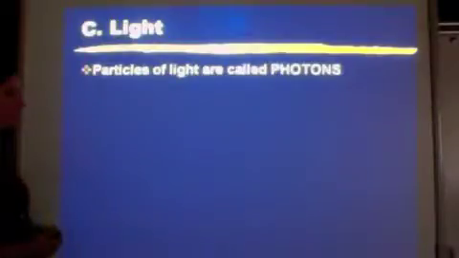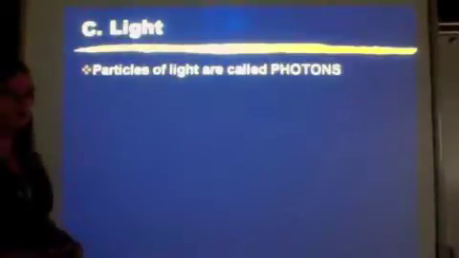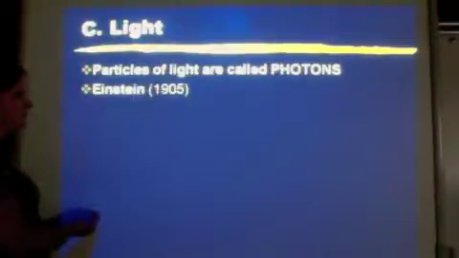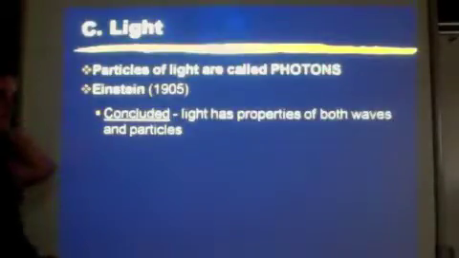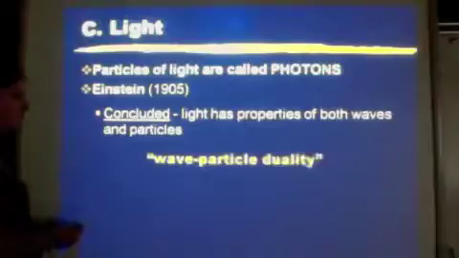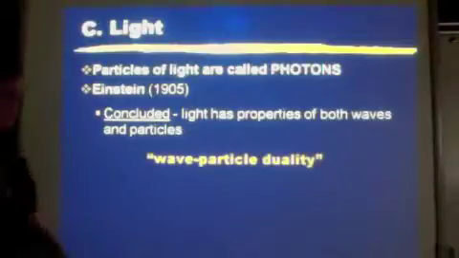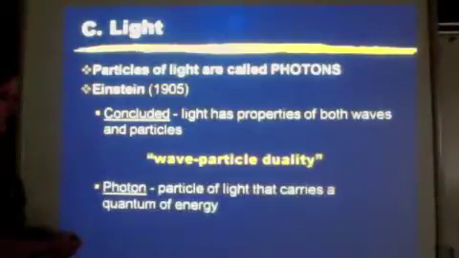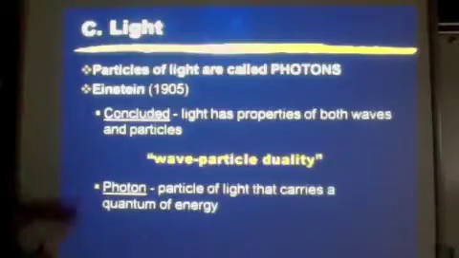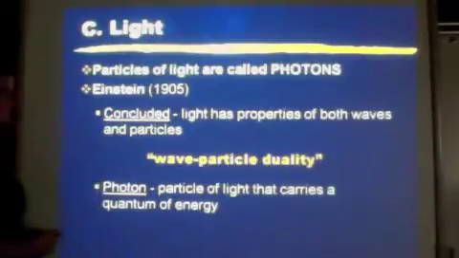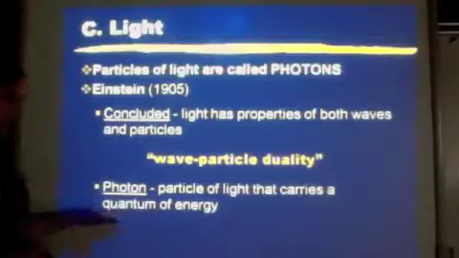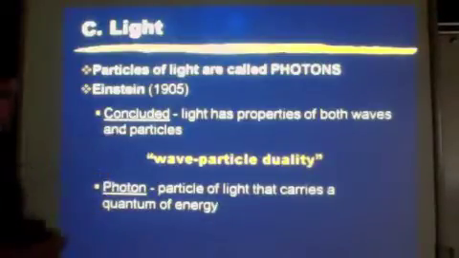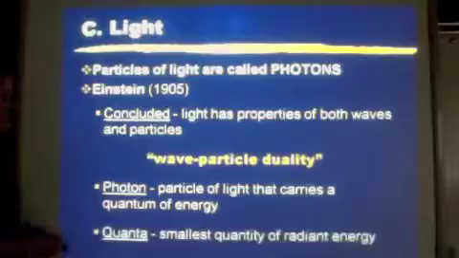Light. Particles of light are called photons. Einstein is the first one to come up with the idea that light has properties of both waves and particles. This is called the wave-particle duality. So again, photon, key vocabulary word here, is a particle of light that carries a quantum of energy. So it's sort of like a ball of energy, but it has properties of waves. Quanta just means the smallest quantity of radiant energy.